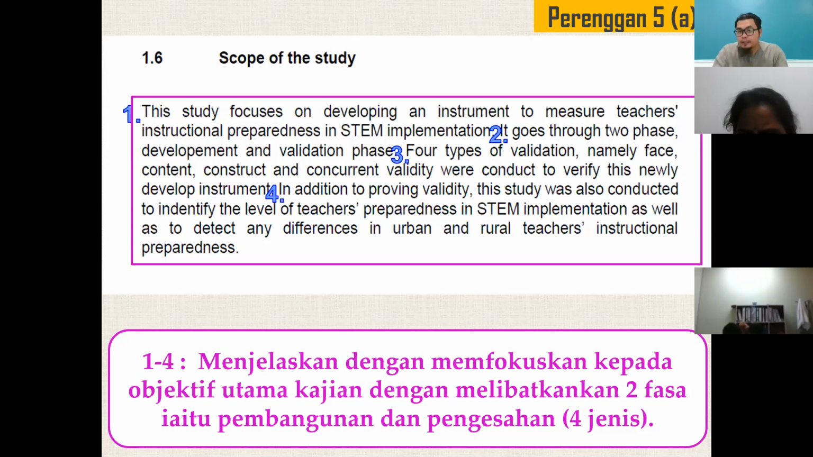They try to be specific, meaning that they try to narrow the scope. In addition to proving validity, this study was also conducted to identify the level of teacher preparedness in STEM implementation, as well as to detect any difference in urban and rural teachers' instructional preparedness. Okay, that is how they write regarding their scope. That's why they highlight the theory and methodology aspects also.